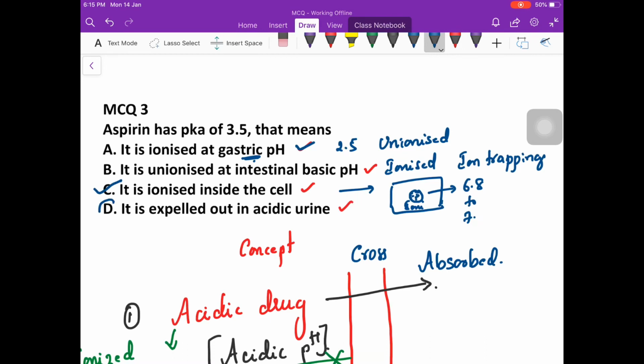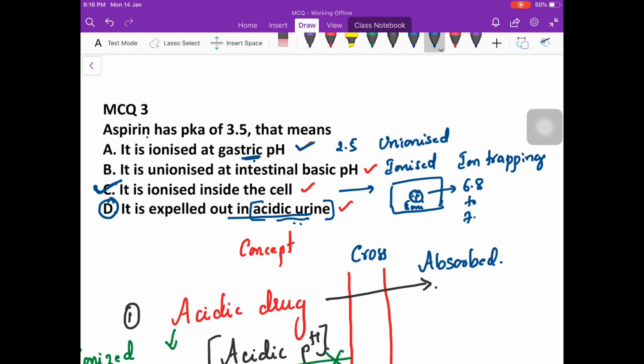And the last option is it is expelled out in acidic urine. I told you aspirin is acidic, and urine is also acidic. Here it will not be expelled out, it will be reabsorbed. It will be expelled out if the urine is alkaline. So the correct answer for this is C, it is ionized inside the cell.